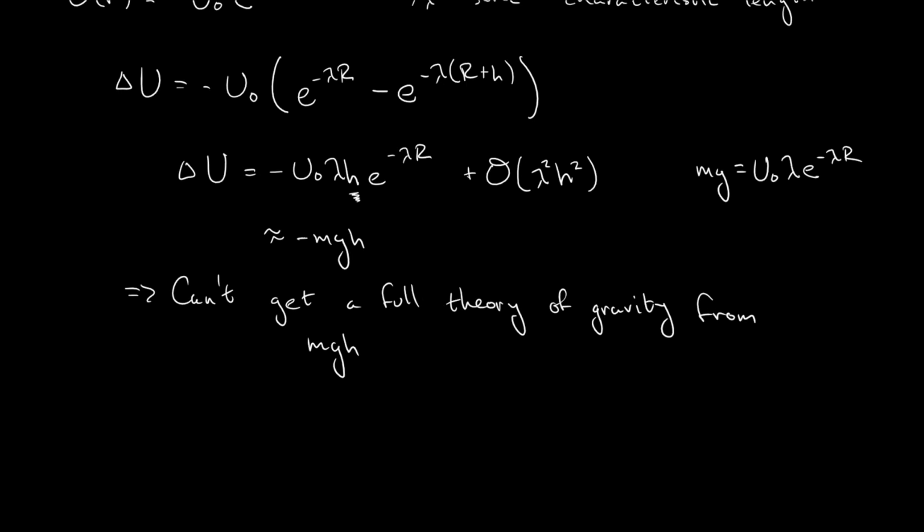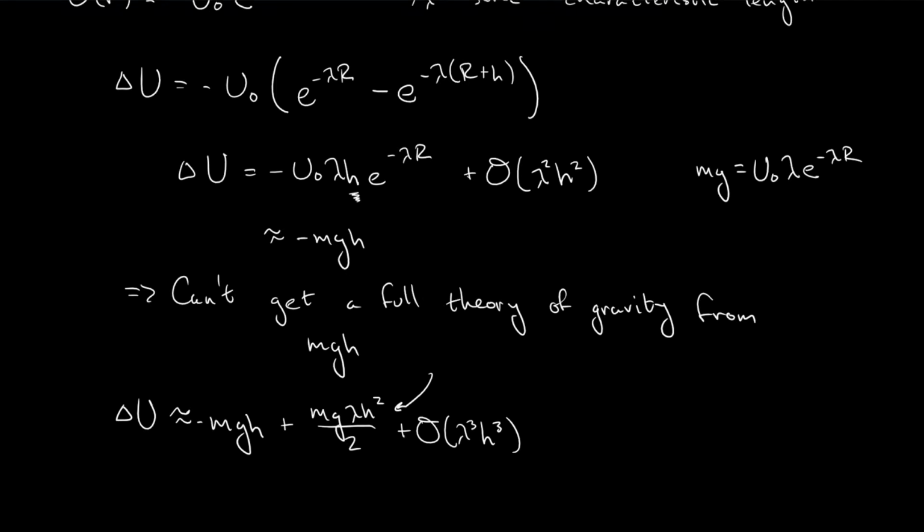Now, something that I could do is consider larger changes in height, right? So in this particular case, if I expand out again, I get something like minus MGH plus MG lambda H squared over 2, plus lambda cubed H cubed. So I get some different quadratic term. So as I go out and look at higher contributions, I might be able to see more of an effect show up there. From the lowest effect, I can't necessarily see that.